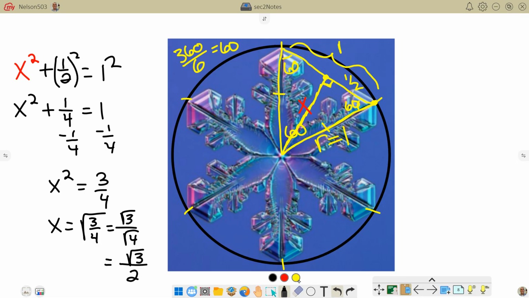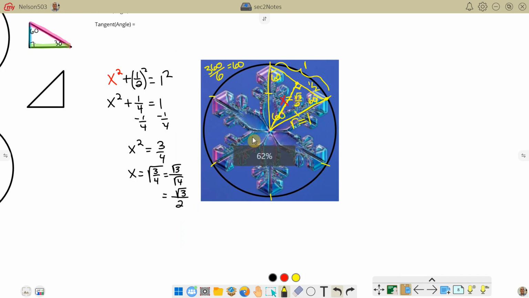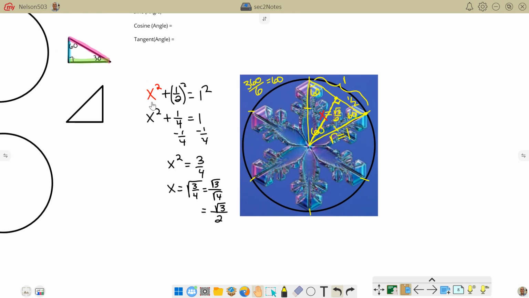Hey, that's going to be really, really important for what we're dealing with. This side right here is the square root of 3 over 2. Let me explain why that's so important. Okay, I'm going to zoom back out. Let's go back over here.